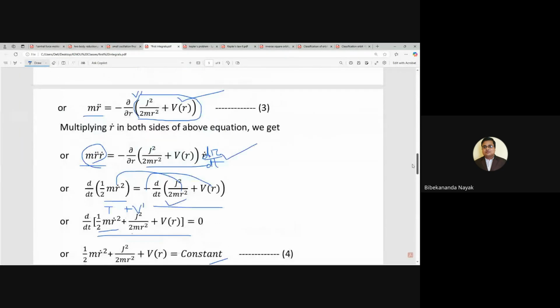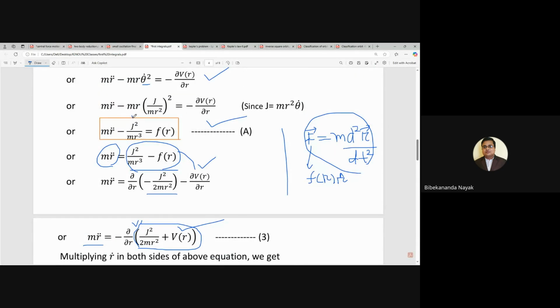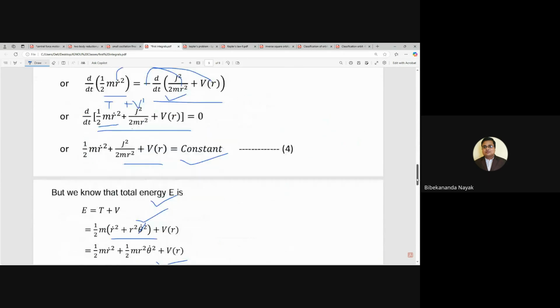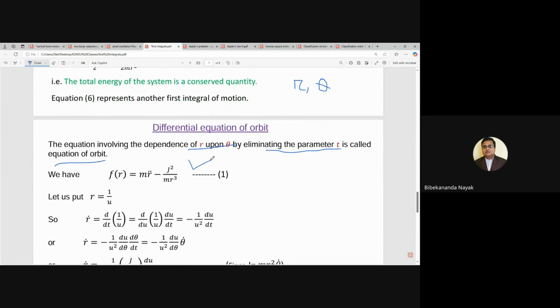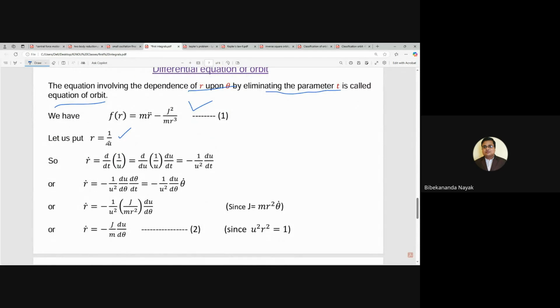What do we box? This one. Fr is equal to m r double dot minus j square by m r cube. Okay, we have that equation. Now put r is equal to 1 by u. If r is equal to 1 by u, then what is r dot? By the chain rule, r dot means dr by dt, d by dt of 1 by u, its derivative is minus 1 by u square du by dt.